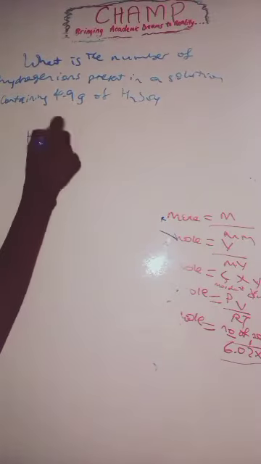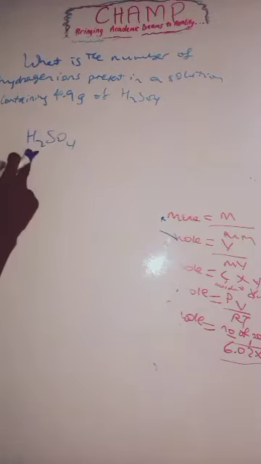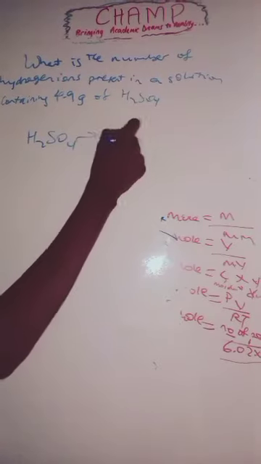So H2SO4, you already know that. How many hydrogen ions are there? 2. This is 2 hydrogen ions.